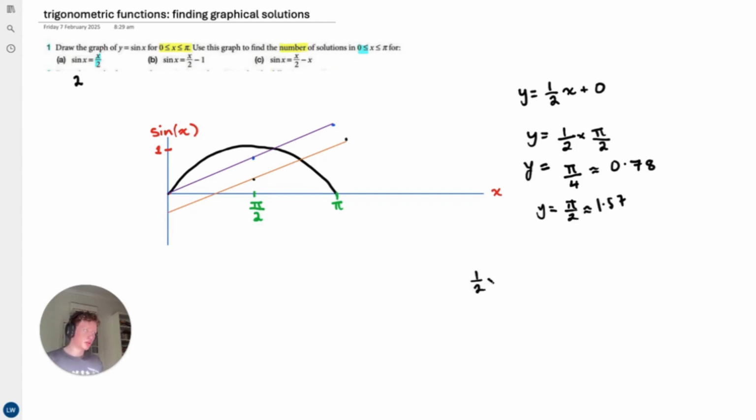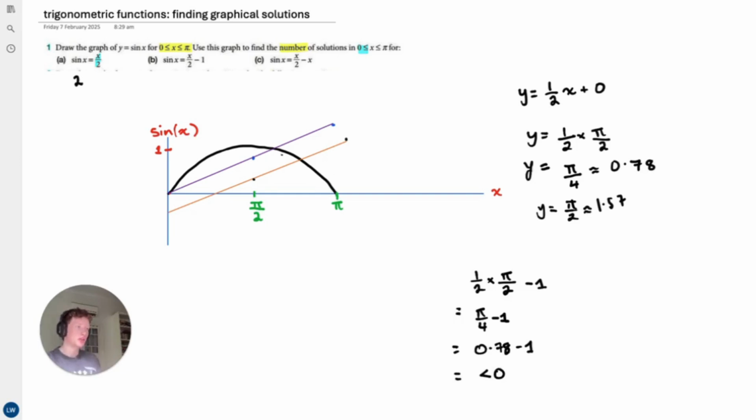half times pi on 2 minus 1. That's going to give us pi on 4 minus 1, which, if you remember over here, pi on 4 is about 0.78. We take 1 away from that, we're actually looking at a negative number.